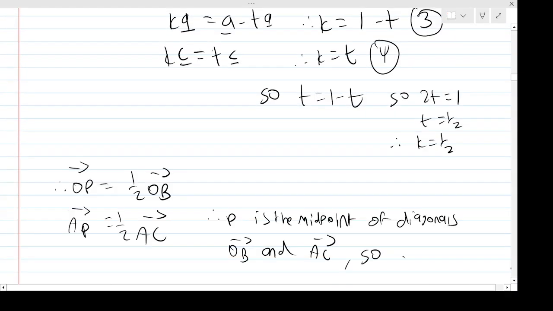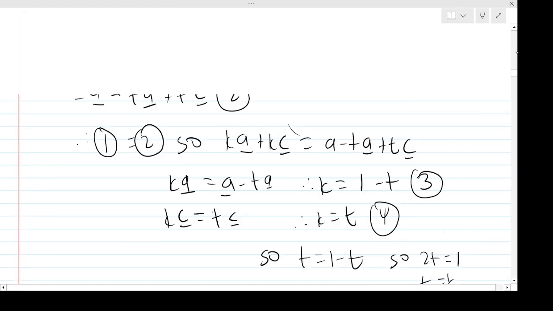So diagonals must bisect each other, because obviously they're going to intersect at P, and P's the midpoint. So they're both halfway at P. Okay. And there we are. Quite a harsh question that is.